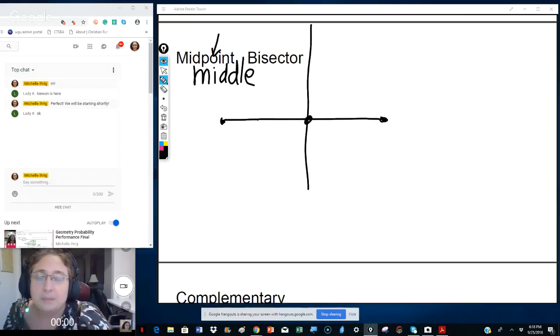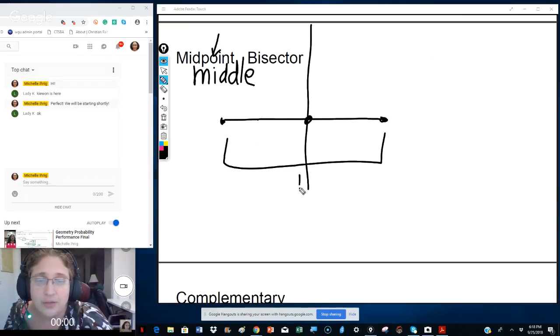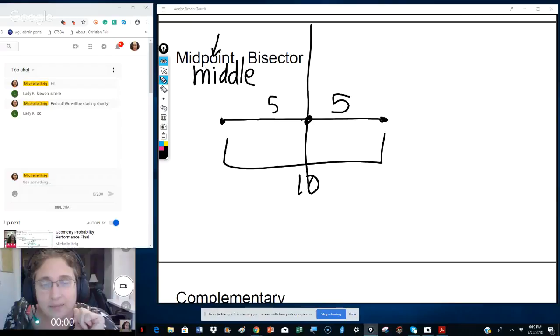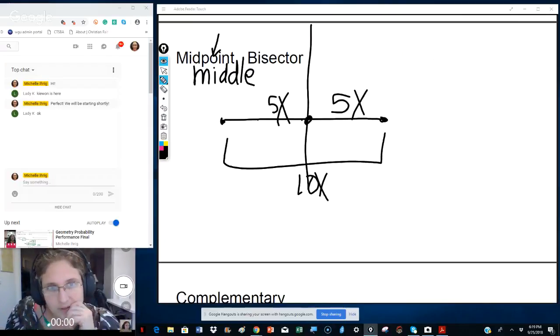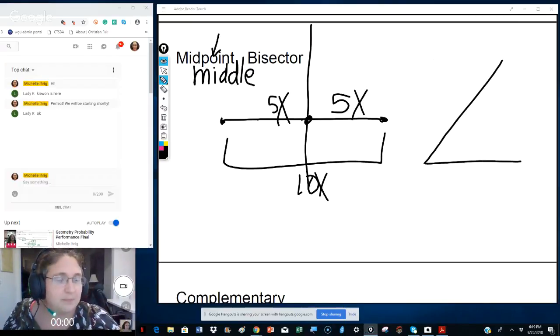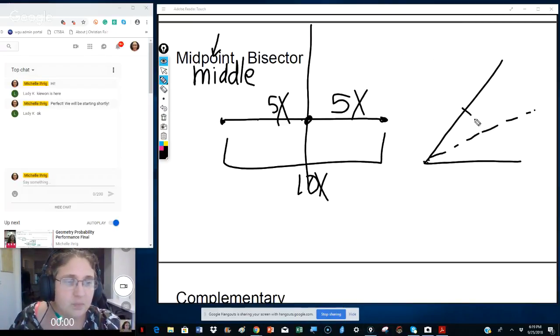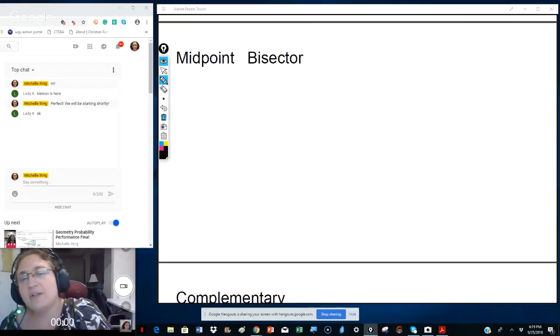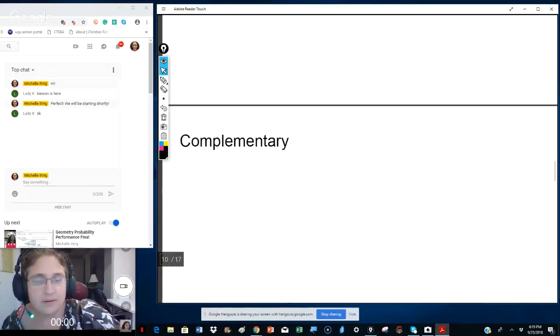Basically speaking, they tell us that this whole thing is 10. We know that each of these has to be 5 if this dot is the midpoint. If they tell us this is 10x, we know each of these has to be 5x, because 10x divided by 2 gives us 5x. Same thing for bisector. Each of these pieces are congruent, and then you can do the math appropriately from there.